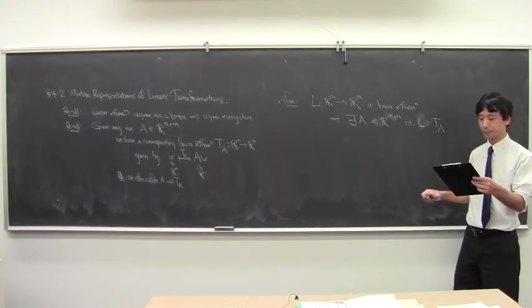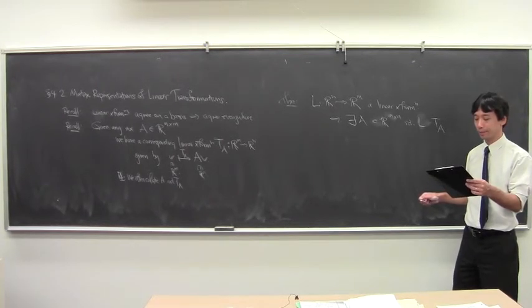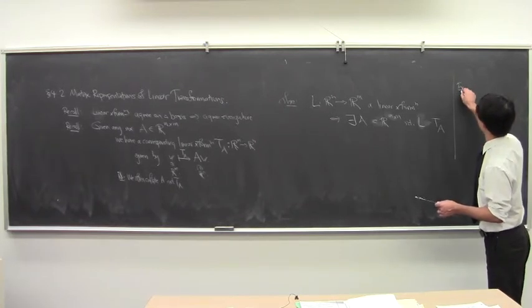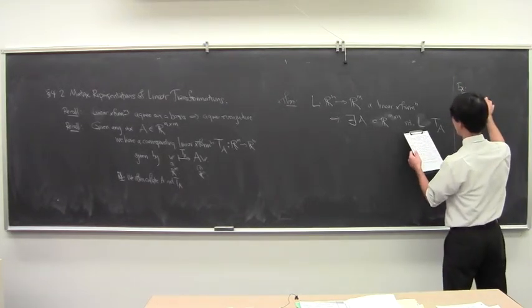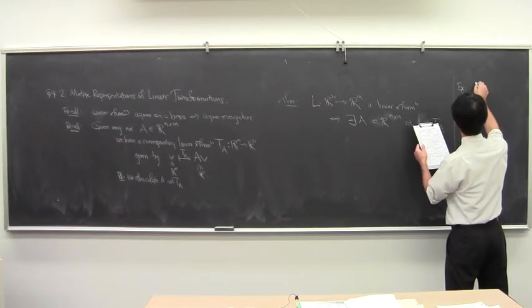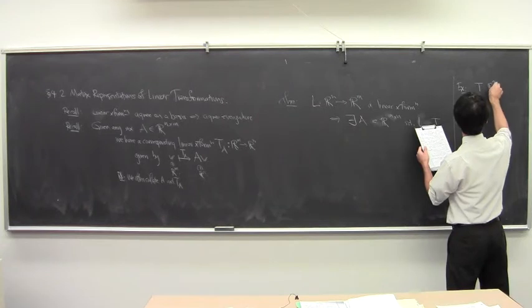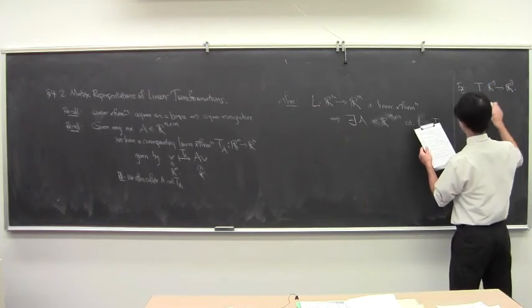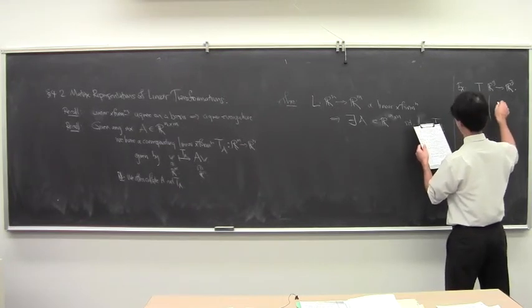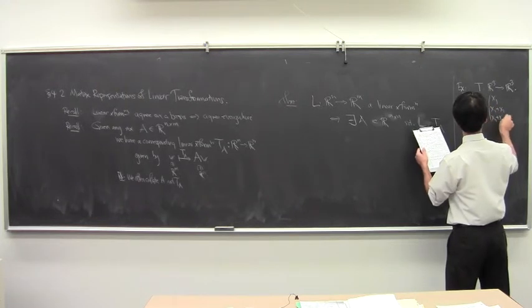Okay. Let me give an example just to make sure it's clear. Here we have a map, say, from R3 to R3, and here it is. T of (x1, x2, x3) is (x1 plus x2, x1 plus x2 plus x3).